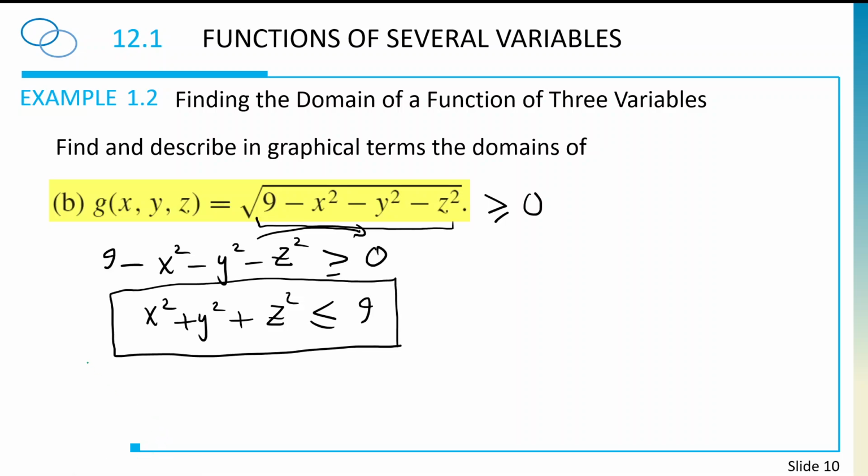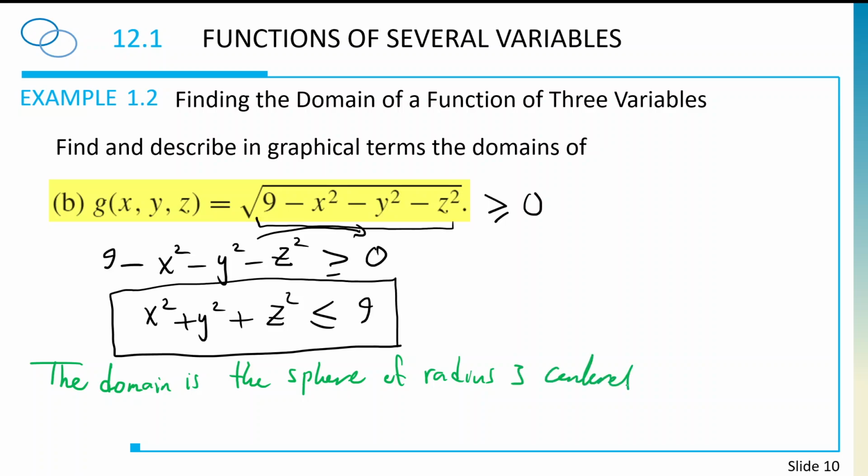Let's use another color. So the domain is the sphere of, what did we say, the radius? Radius equal to 3, of radius 3 centered at the origin.